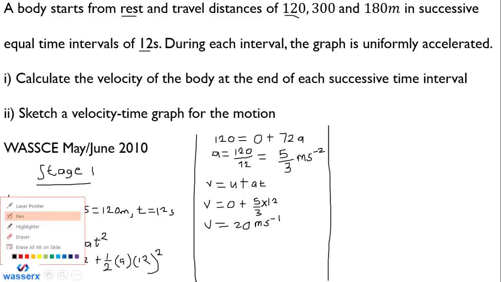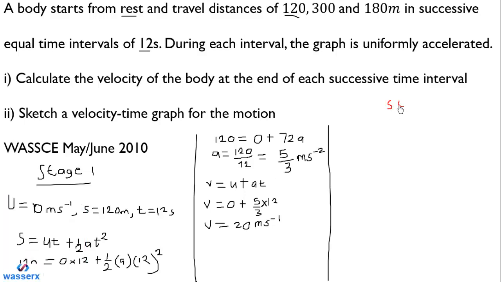Now we go to the next stage, which is stage 2. For stage 2 of the journey, the previous velocity becomes the initial velocity. So we have initial velocity u equal to 20 meters per second. Then the distance covered is s equal to 300 meters. Then the time, because it says equal time intervals, is t equal to 12 seconds.